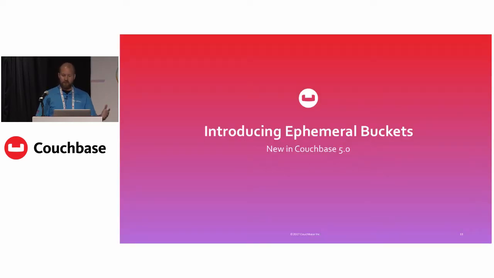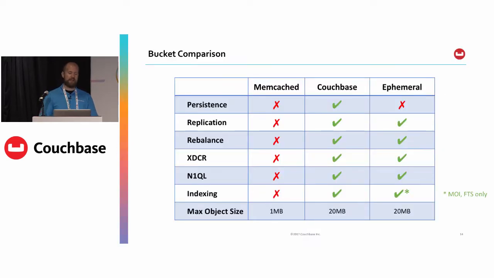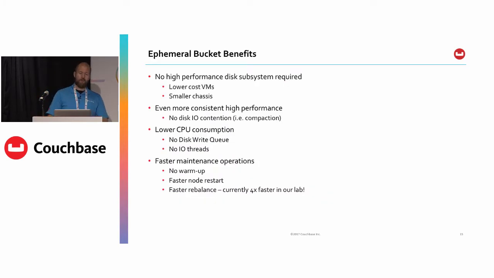So introducing ephemeral buckets. Back to our handy chart, we see that we will offer a bucket type in Couchbase 5 that will give you all of the features of a Couchbase bucket, but without persistence to disk. And that is what the ephemeral buckets feature is. So what are the benefits?